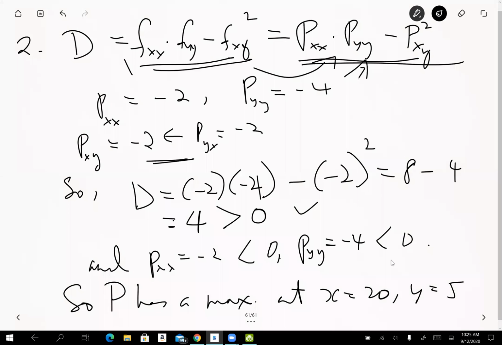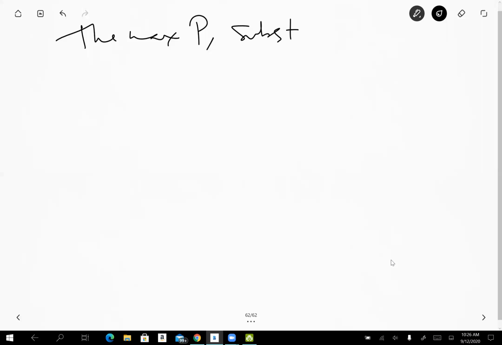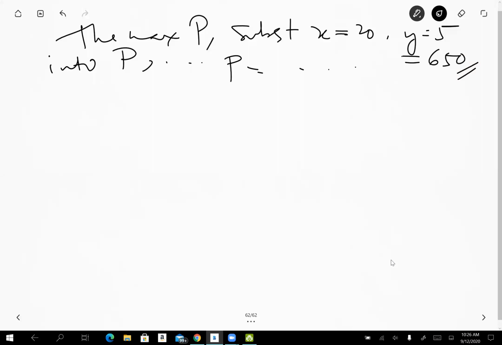So you have to establish these conditions. The first condition, and then the second condition: both are negative here, so you have a maximum. Now we already say P has a maximum at the point x equal to 20, y equal to 5. So finally, you find the maximum profit. To get the maximum profit, we substitute x equal to 20, y equal to 5 into P. So work it out. P equal to what? And then you will get, just look at the book, $650.